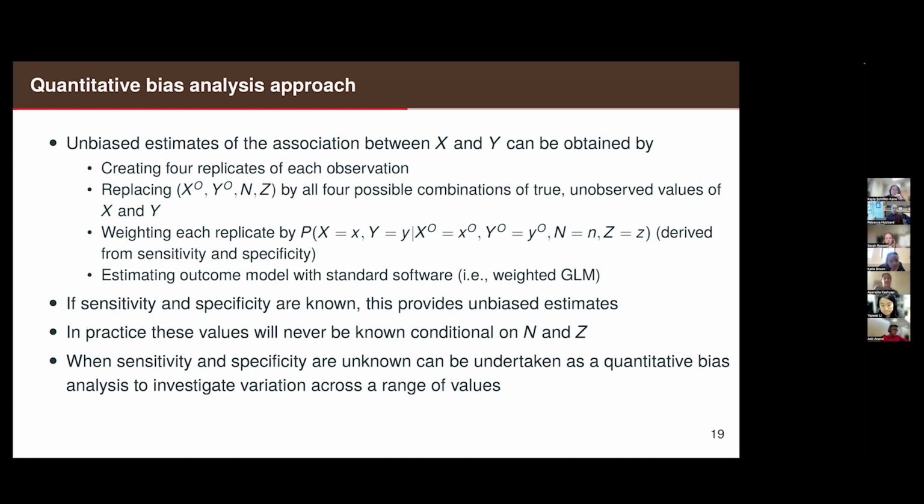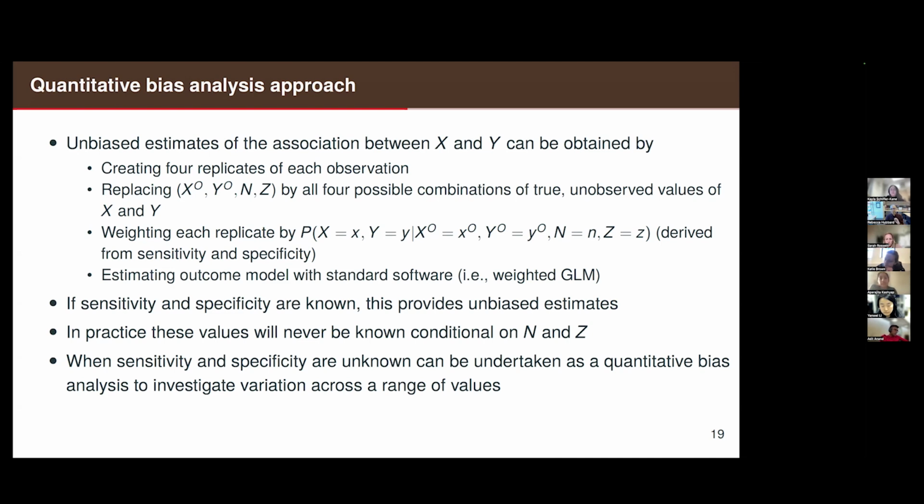So the idea behind this is, if we take our data and each observation in the data set, we replicate 4 times, and each of those replicates we set to one of the possible combinations of X* and Y*. So there are 4 possible values: 1,1; 1,0; 0,1; 0,0, right? Those are the 4 possible combinations that X and Y can take. And we're going to set each of our replicates to one of those. So each person in the data set now contributes an observation with each possible combination of exposure and outcome.